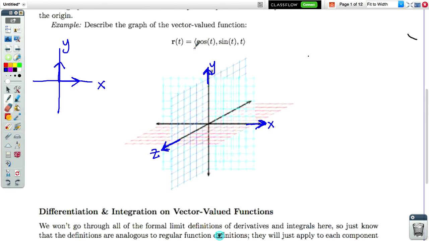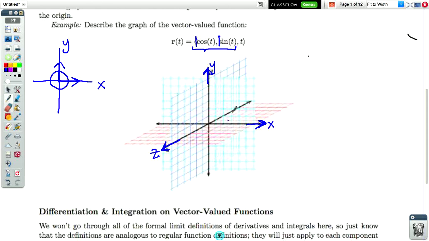Something that I want to point out here before we start graphing anything is that if this were a two-dimensional vector, just cosine and then sine, we would know exactly what it looked like, because in two dimensions, just cosine and sine like that gives us a circle. Specifically, it gives us a circle of radius 1 because there are these invisible 1s out in front of the sine and the cosine.